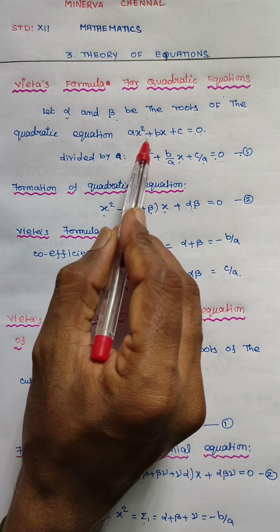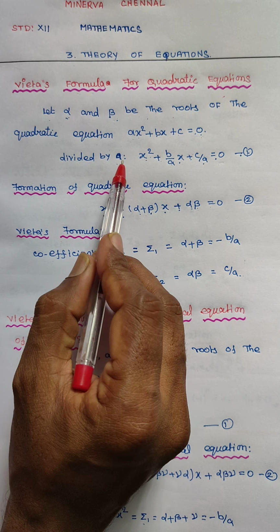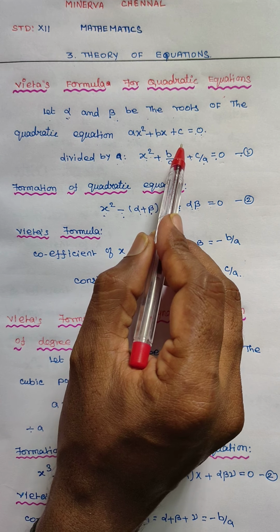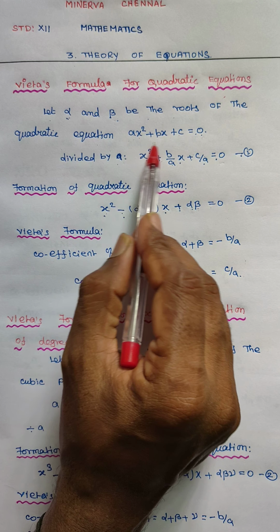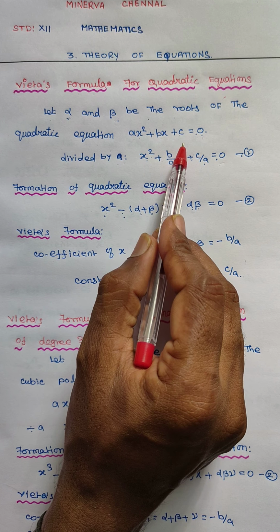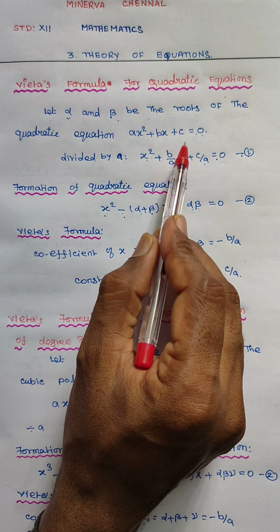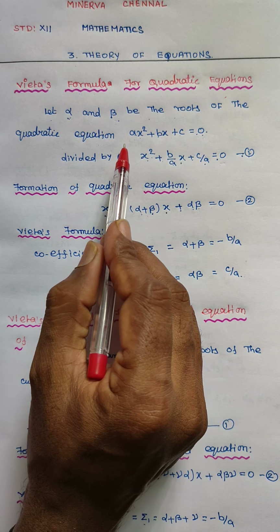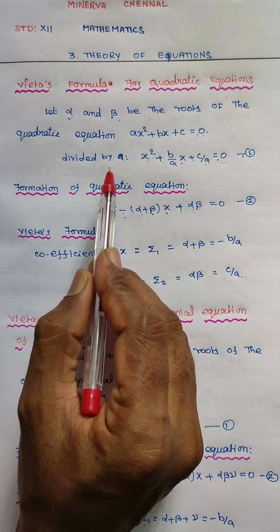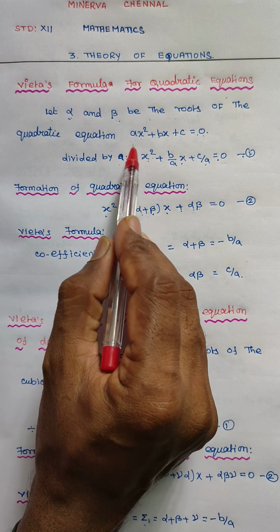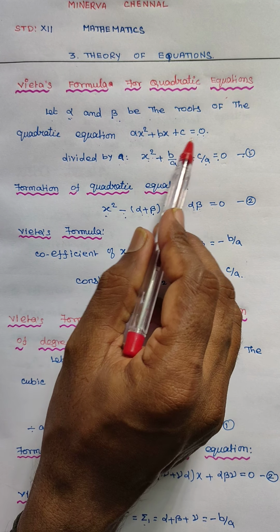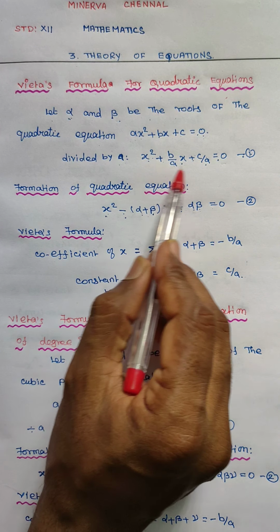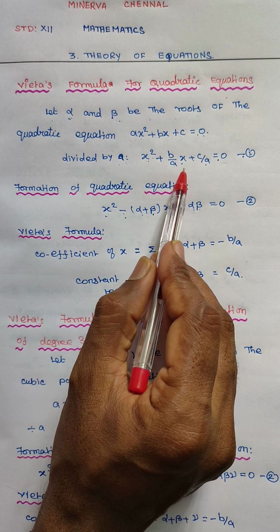Let alpha and beta be the roots of the quadratic equation ax square plus bx plus c equal to 0. This equation is converted into a monic quadratic polynomial equation. So what does monic quadratic polynomial mean? When the leading coefficient is 1, we say that it is a monic polynomial equation. Here the leading coefficient is a. The equation divided by a gives the monic quadratic polynomial equation.